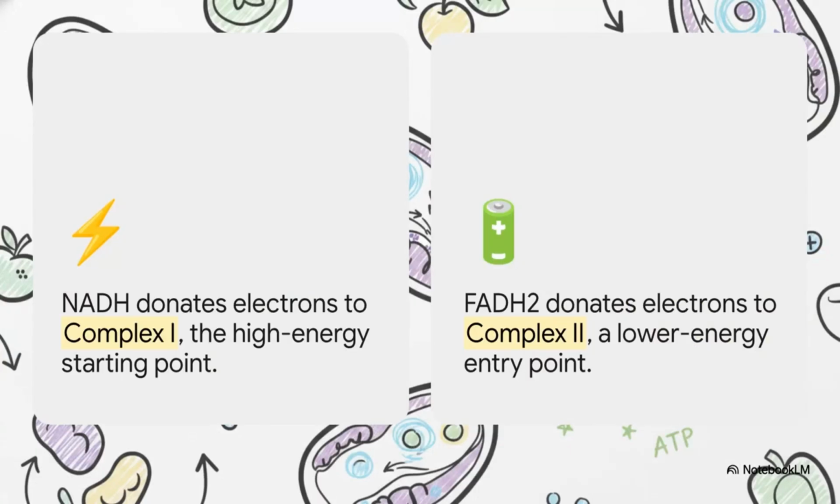Now, this is really interesting and super important. They don't both enter at the same place. NADH drops its electrons off right at the beginning, at complex I. But FADH₂, it actually skips that first step and enters at complex 2. Now, that might seem like a small detail, but because it's entering at a lower energy point, it's ultimately going to generate less ATP. Keep that in mind.